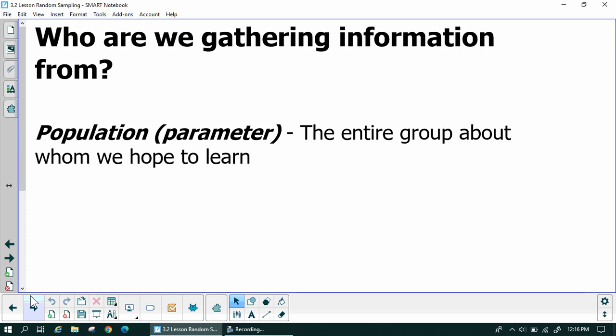And so we have talked about this before, that a population is the entire group that we want to know something about. Populations are typically large, and they're typically not possible to get in touch with everybody in a population. Even if you think about our school, if the students are the population we're interested in, it would be very hard to get in touch with all the students at any time, because at any given time there are students missing from the school for various reasons.